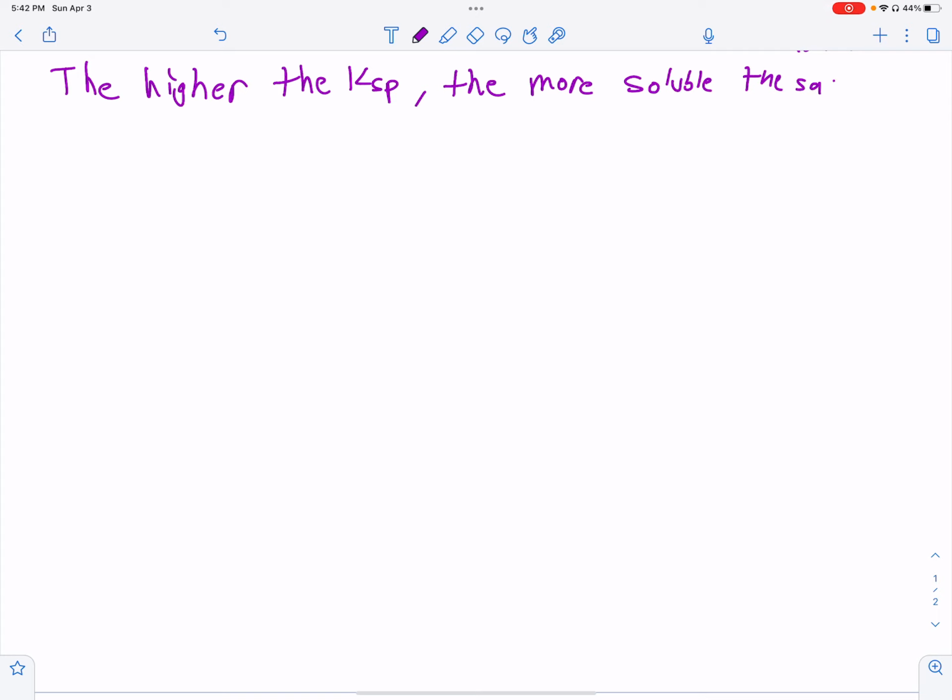So this does make logical sense, right? We said that KSP is the measure to which an insoluble salt dissolves. So if you have a big KSP, that means the salt is dissolving a lot. Well, all of these are very small, but a lot in the grand scheme of small. If you have a very, very small KSP, the salt is not very soluble. It's not dissolving very much. So this kind of does make intuitive sense.